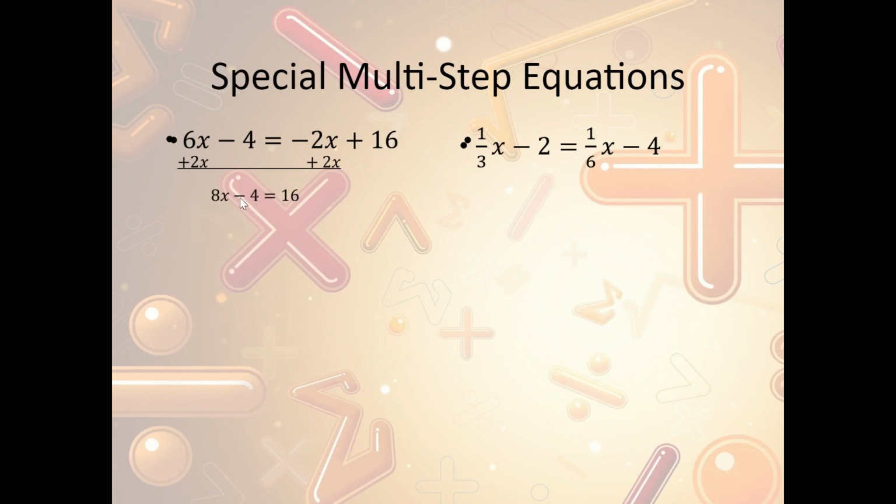Now I'm going to solve. I get rid of whatever's furthest away from the x first, which in this case is the 4. So I'm going to add 4 to both sides. I get 8x is equal to 16 plus 4, which is 20. Now I divide both sides by 8, and I get x equals 20 over 8. Notice 20 cannot be divided by 8, so I just leave it as 20 over 8. And I could simplify that, and when I do that, I divide both the top and bottom by 4. So 20 divided by 4 is 5, and 8 divided by 4 is 2, so it's 5 over 2.